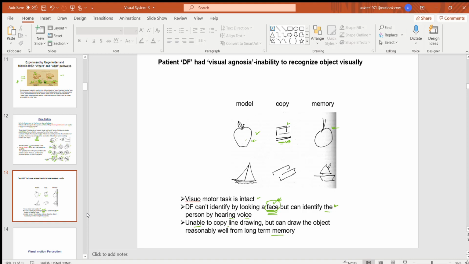That means by looking at something, its shape or size or curvature, he cannot follow the object, but from memory, where it's already stored, he can do it, right? So instant object recognition is lost. When the subject was asked to draw a boat by looking at the boat, he cannot do it. But when he was not shown the boat, but was told to draw a boat, he can do it to some extent. So that is the condition called visual agnosia, related to ventral stream lesion.